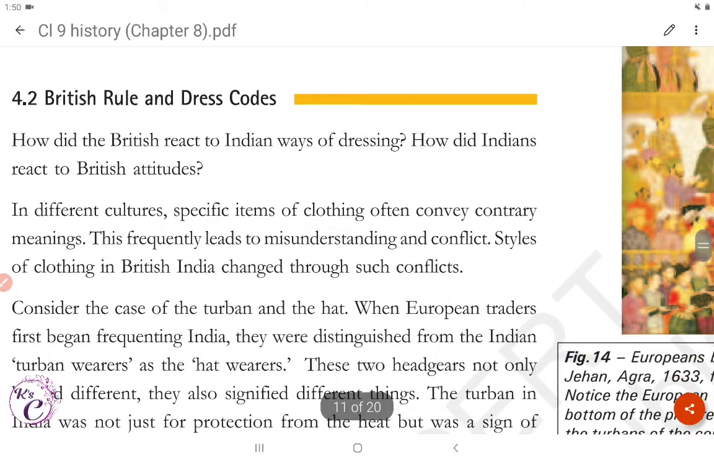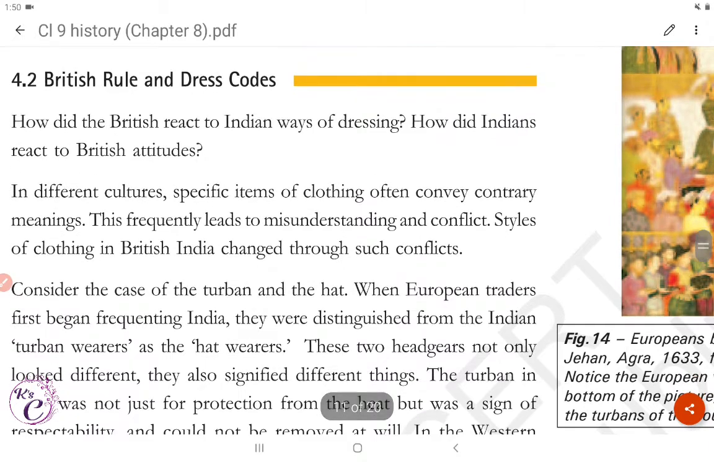4.2, British Rule and Dress Codes. How did the British react to Indian ways of dressing? How did Indians react to British attitudes? In different cultures, specific items of clothing often convey contrary meanings. This frequently leads to misunderstanding and conflicts. Styles of clothing in British India changed through such conflicts.